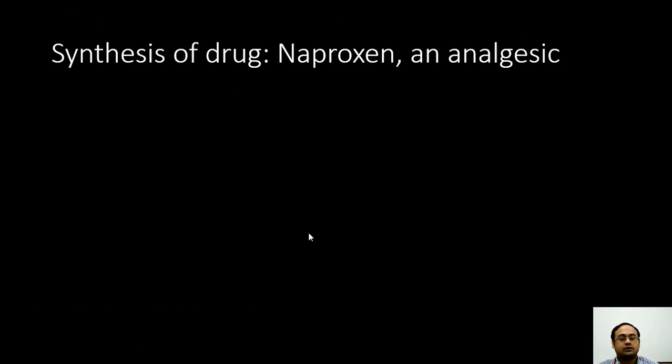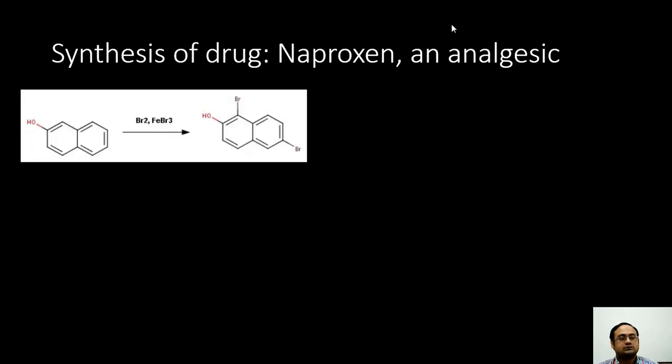Now, what is the utility of this naphthalene and all these reactions? As I have told you already, naproxen is one such drug which has two benzene rings fused to each other. That means it is a naphthalene derivative, and it is highly useful as an analgesic and antipyretic, and it can be synthesized easily from naphthol.